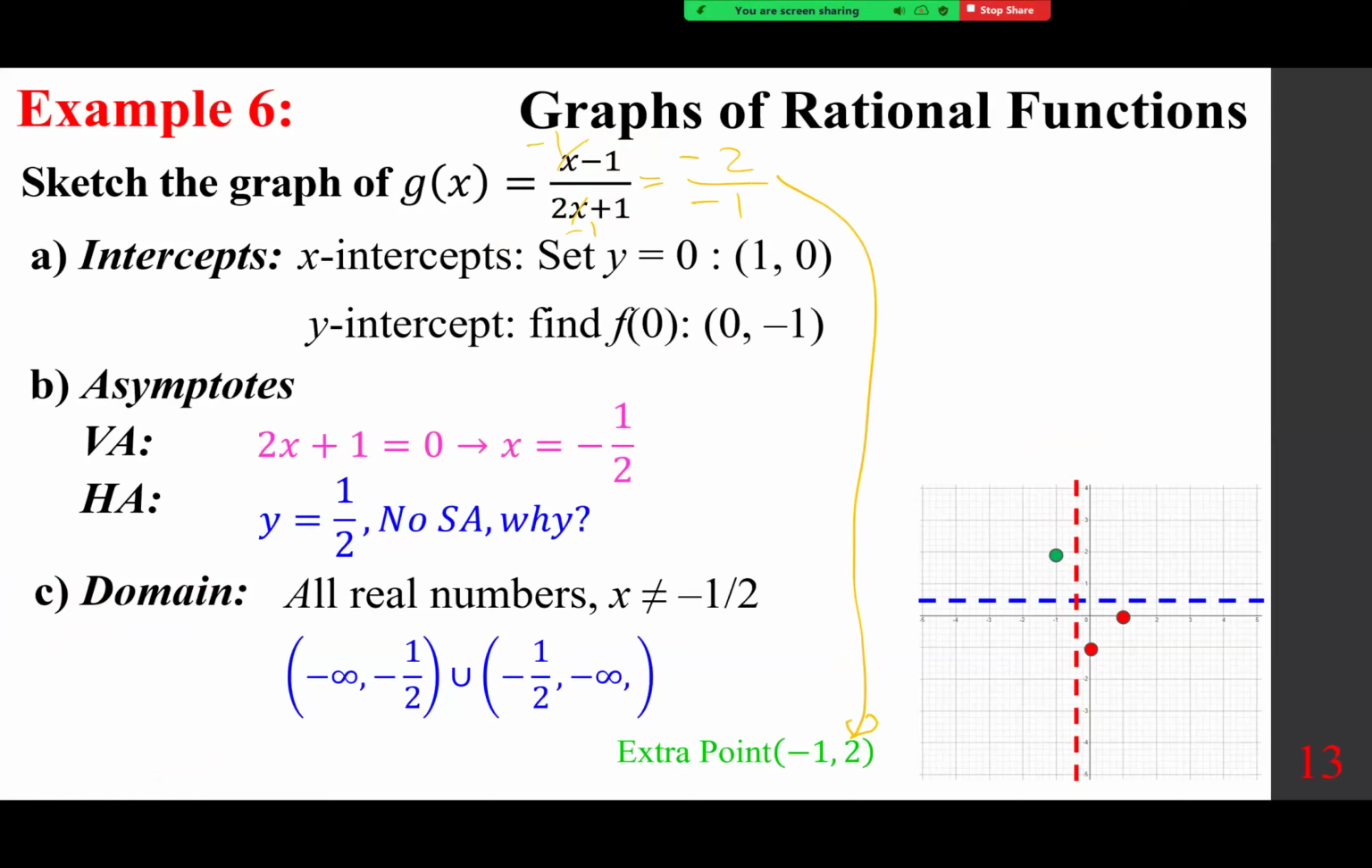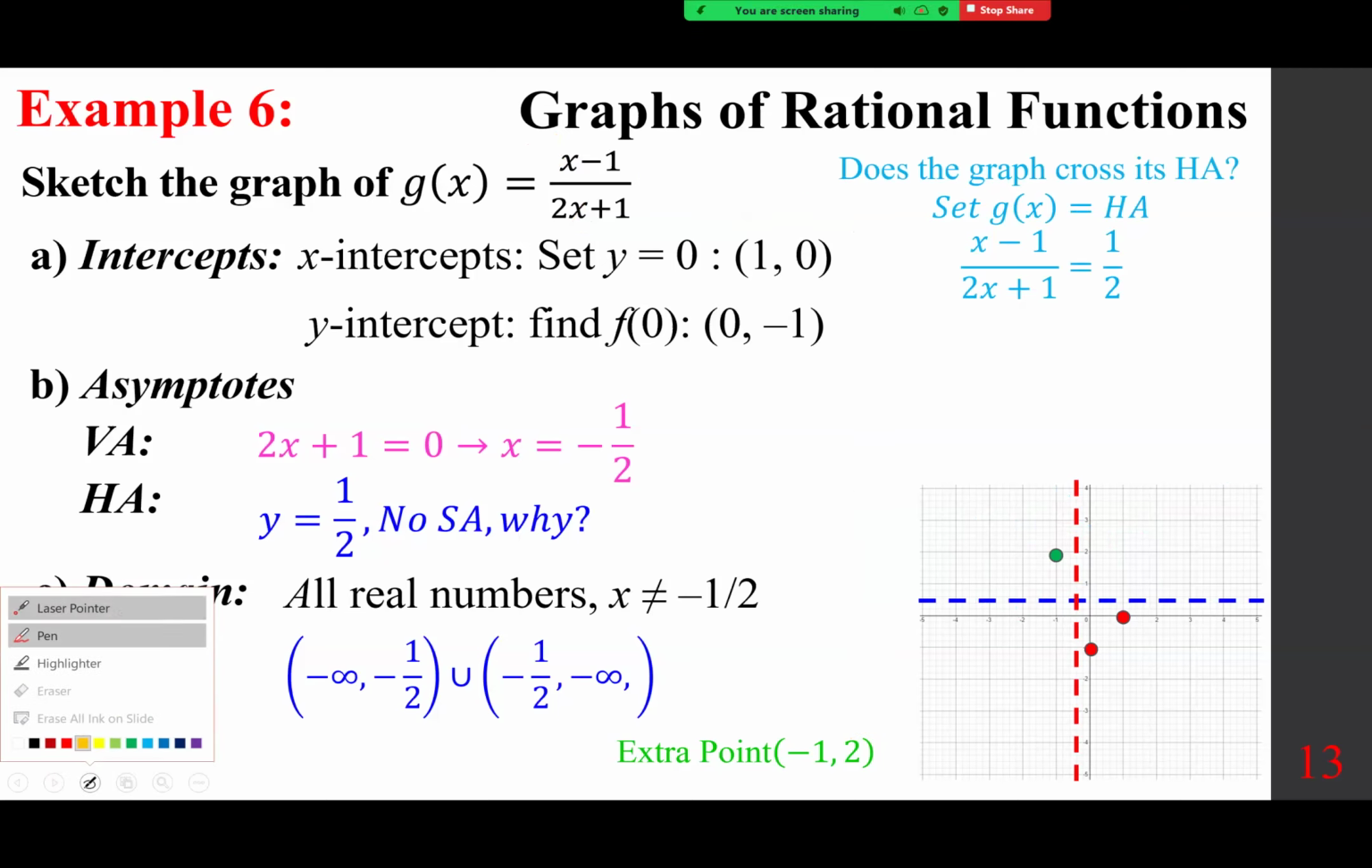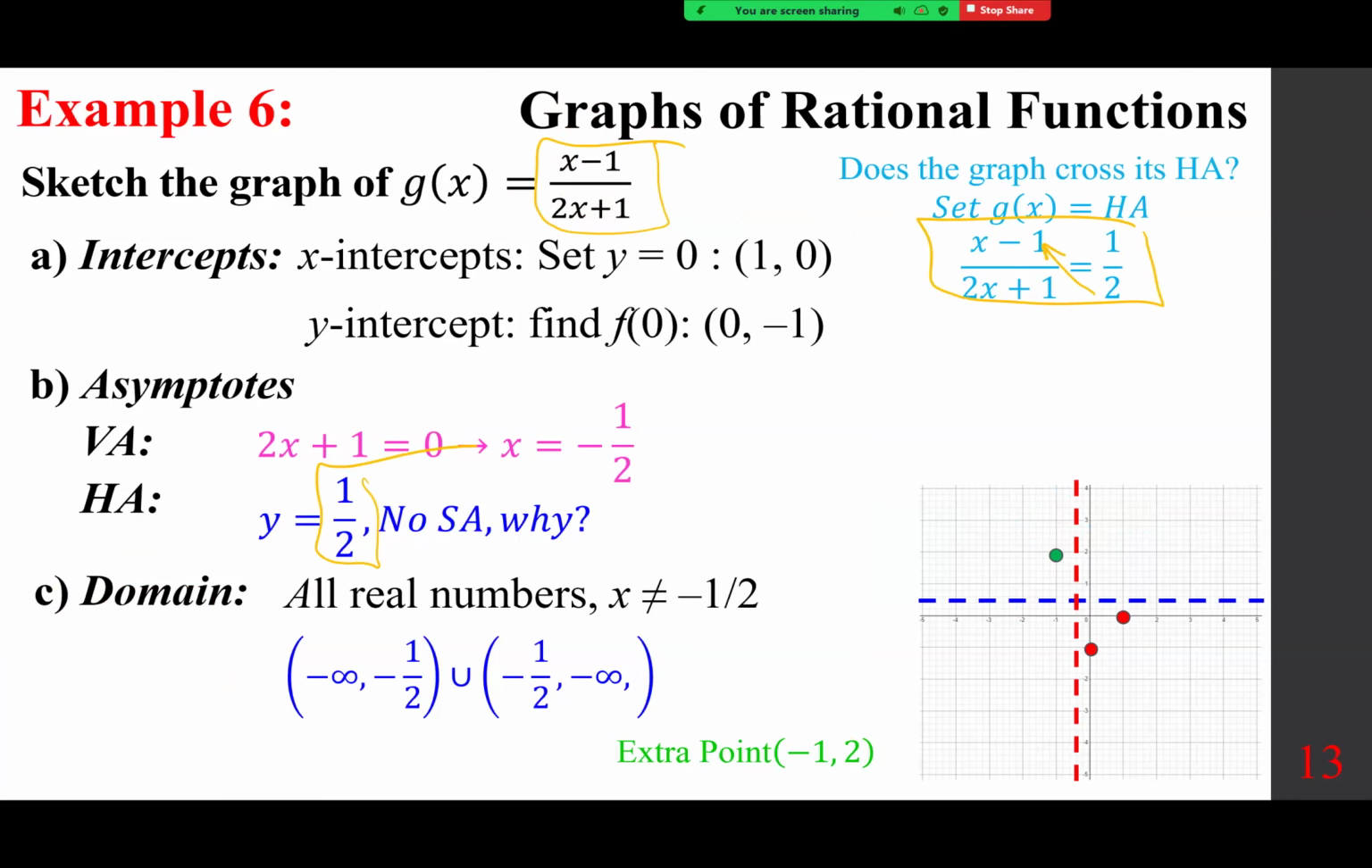Now, as I mentioned, does the graph cross its horizontal asymptote? You must set the equation equal to the equation of the asymptote. So you set this equal to this. And you do the cross product and you try to solve. So this is 2 times x minus 1. This is 1 times 2x plus 1. You get 2x minus 2 here. You get 2x plus 1 here.